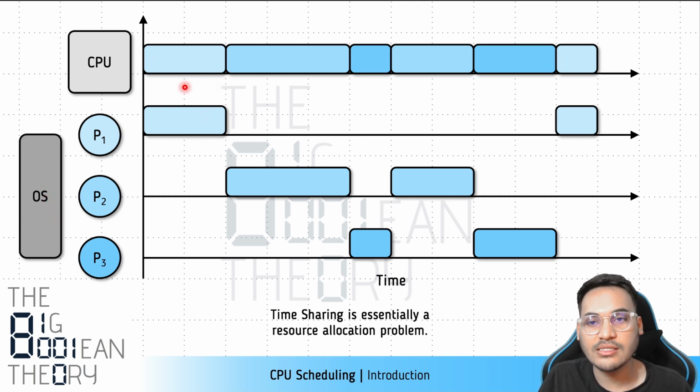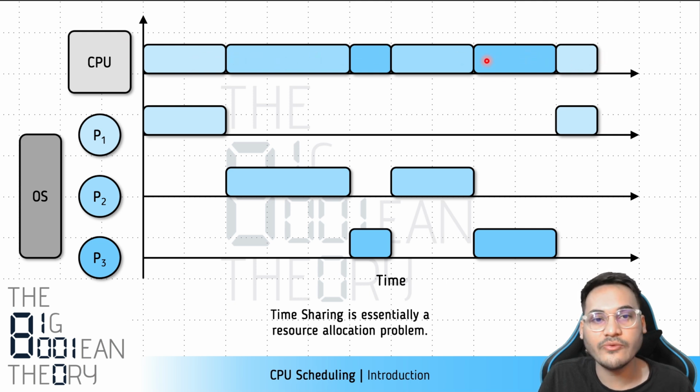And the way it has done this is that for the initial few time units, it has allocated the CPU to process P1, then process P2 gets to execute on the CPU, then process P3, and in this way you can see this CPU time has been allocated to different processes, right? So the fundamental challenge here is to figure out how to do this allocation. This is the important part.